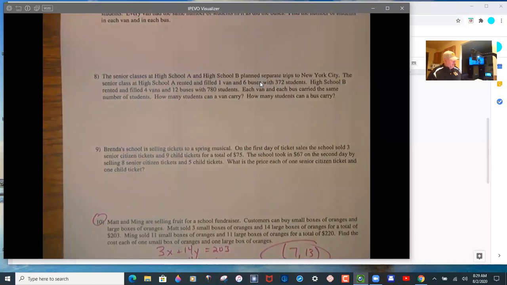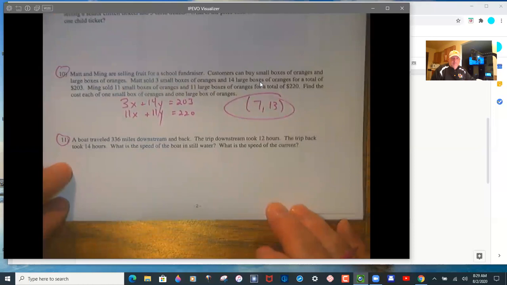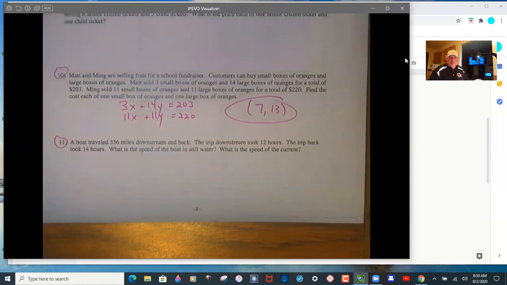So $7 is the cost of a box of oranges, and then 13 is the cost of a box of small and large. Sorry, small. $7 is the cost of the small box. 13 is the cost of a large box of oranges.